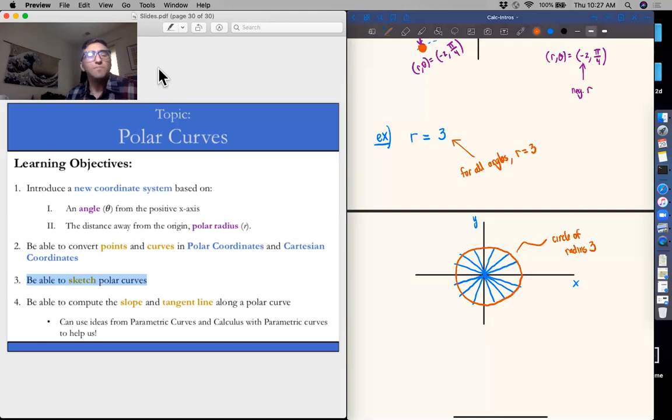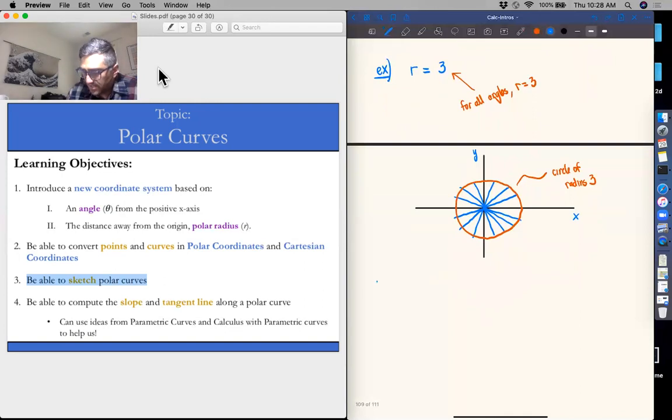So that's how we can think about this. r equals a constant is a circle of that specific radius. This is one of the perks of polar coordinates. If we're dealing with circles centered at the origin, it's really easy to describe that case. r is just equal to some number.